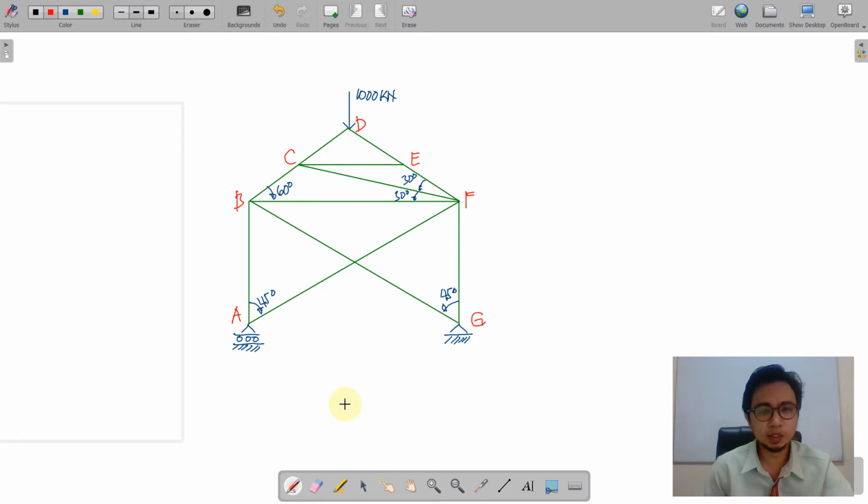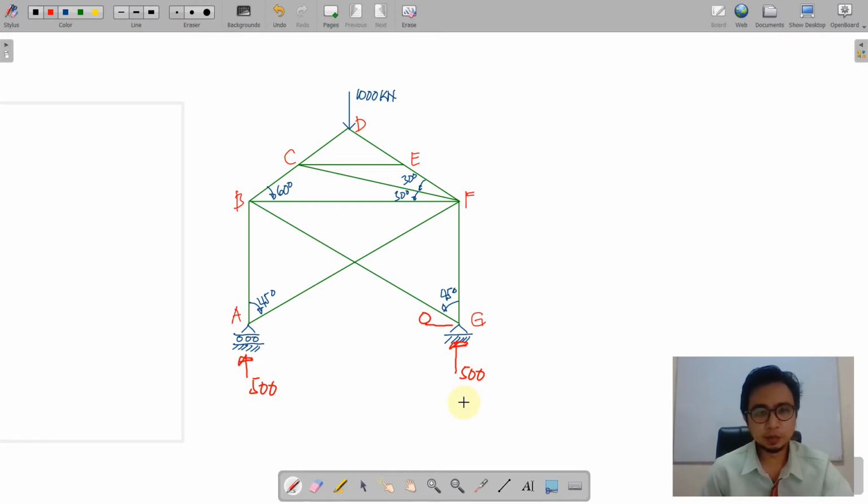Note here that there is no horizontal force, therefore the horizontal force at G is equal to 0. Do not bother yourself with any equilibrium equation. Just bear in mind that this is a symmetrically loaded frame, so RA and RG would have to share the 1000 kilonewton. Each of those will carry 500.